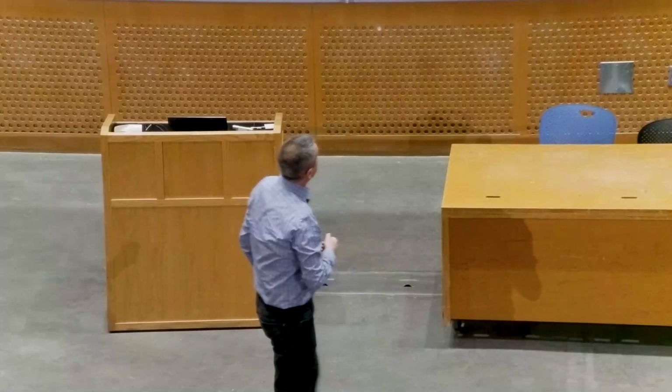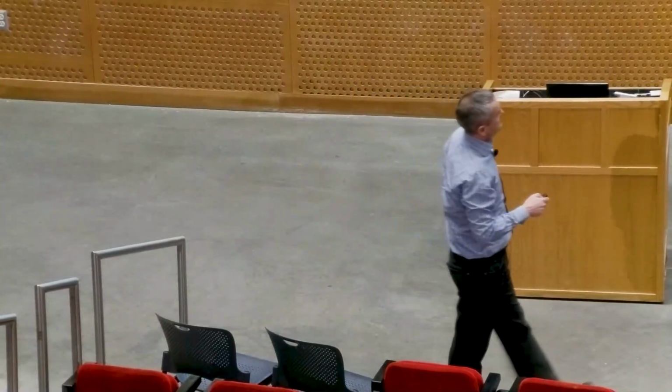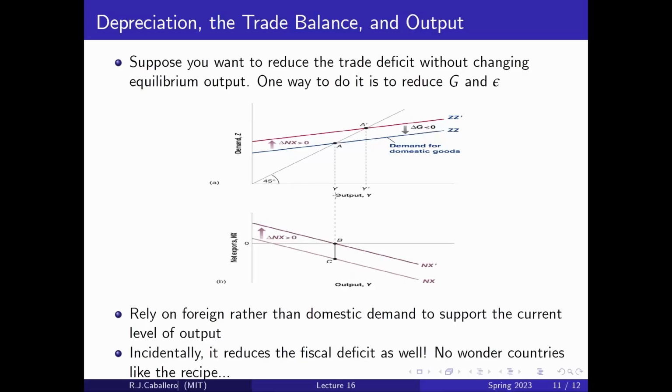But if I don't like that, I have many ways of offsetting that. One of them is by reducing government expenditure. Okay, so that's what I've done here.